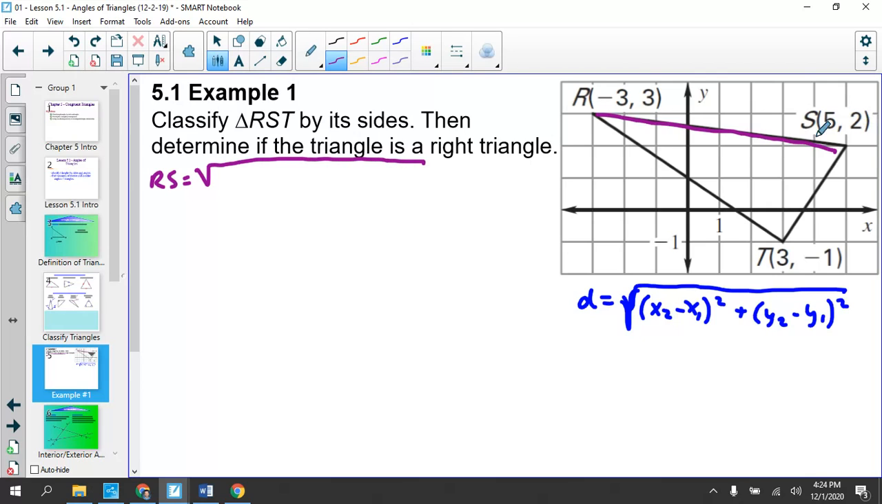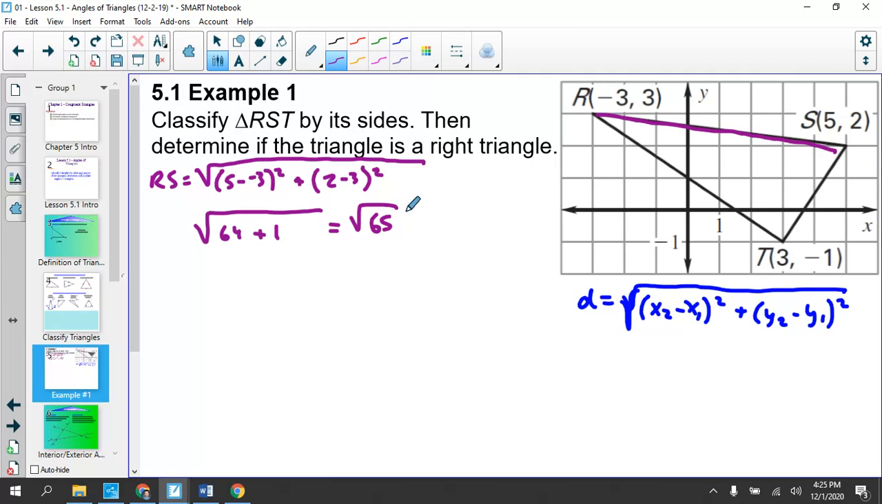x2 minus x1, so 5 minus negative 3 squared plus y2 minus y1, 2 minus 3. And you can definitely start to shortcut it a little bit here. 5 plus 3 is 8. 8 squared is 64. Plus 2 minus 3 is negative 1. Negative 1 squared is 1. So this is equal to the square root of 65, and I'm actually okay leaving it like that.